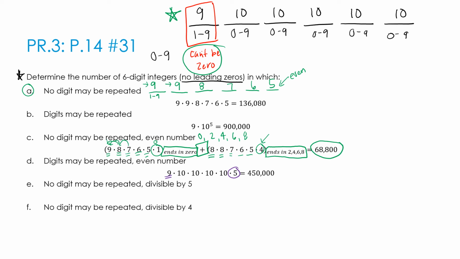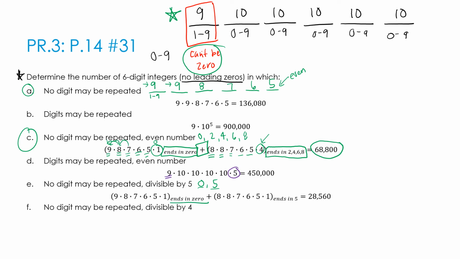For E, no digit may be repeated, divisible by 5. So if it's divisible by 5, what is my number going to end in? It's going to end in a 0 or a 5. Well, as you can see, that's going to bring me back to a question like this where I'm going to have cases because I've got that restriction with 0. So really, I'm going to have the case where it ends in a 0 and the case where it ends in a 5. And here's what that looks like.